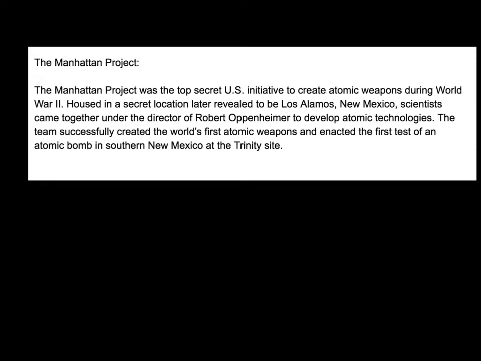So here I've stated that the Manhattan Project was the top secret U.S. initiative to create atomic weapons during World War II. Housed in a secret location later revealed to be Los Alamos, New Mexico, scientists came together under the direction, I should say, of Robert Oppenheimer to develop atomic technologies. The team successfully created the world's first atomic weapons and enacted the first test of an atomic bomb in southern New Mexico at the Trinity site.